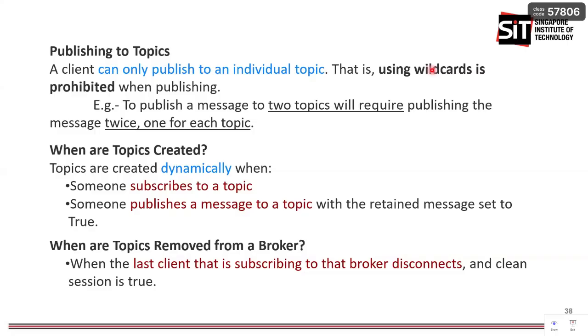And as the text highlighted in bold, wildcard is prohibited when you publish. Therefore, it is important that you distinguish the key difference between subscribing and publishing pertaining to the use of wildcard. Wildcard can only be used for subscribe functions. And if you really need to send the same data to different topics, you must publish twice, one for each topic.